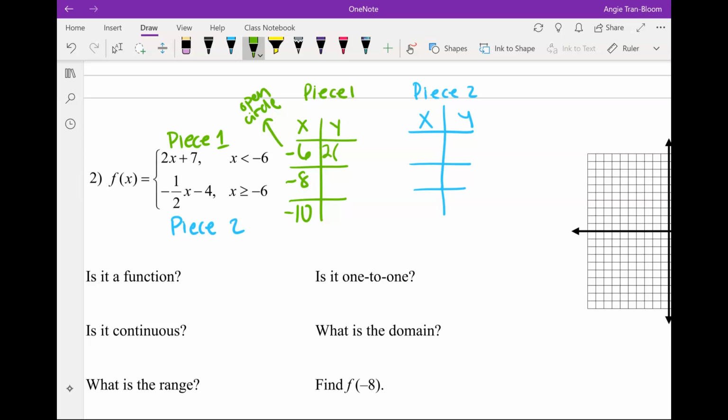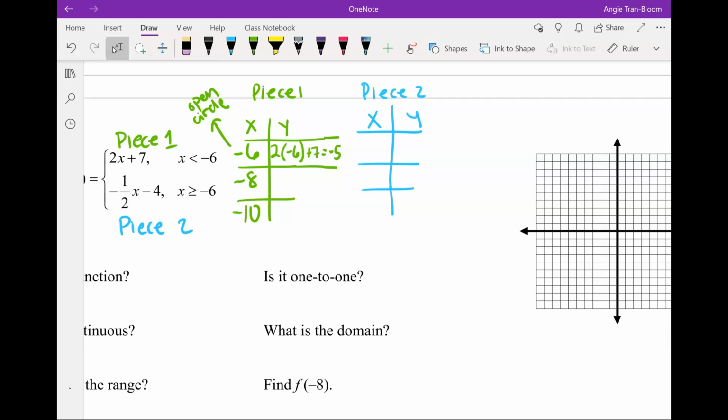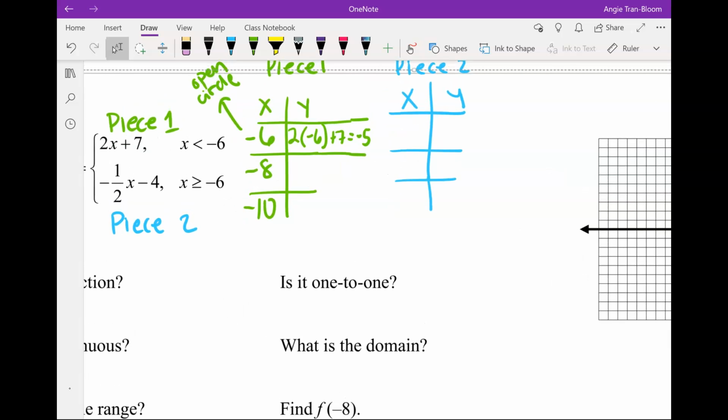Ready? 2 times -6 plus 7 is what, y'all? -5. Okay. Go ahead and find the output for -8 and -10. Sophia N, let me know what the output is when x is -8. And then -10, go ahead and plug that in. Brian, whenever you're ready, plug in -10 and give me the output. -9, do you confirm that for me? Okay, so -9 for -8. Once you have all 3, go ahead and plot the dots and graph your ray or segment. -13, confirm? Okay.